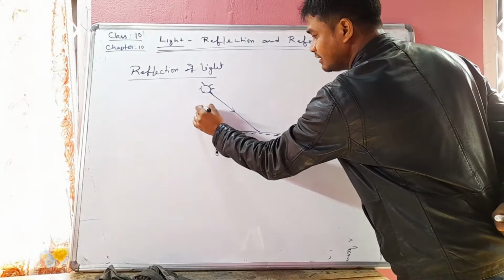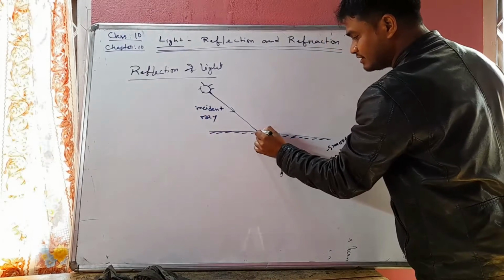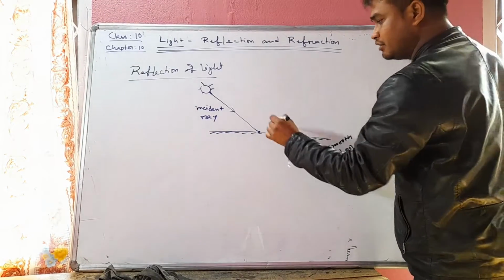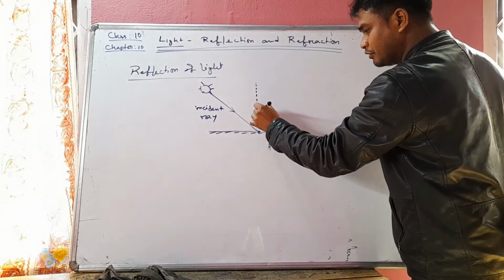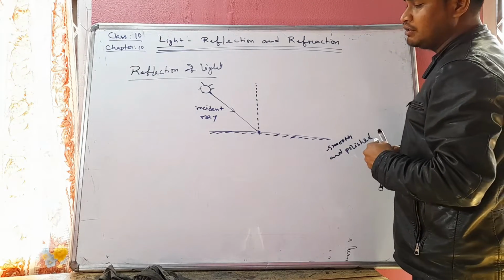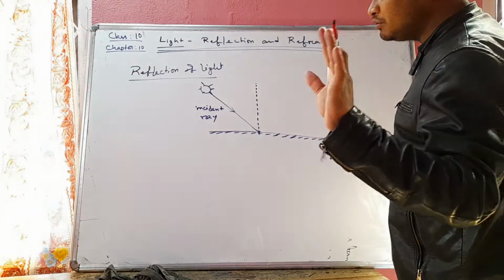This is called the incident ray. The incident ray is incident on this point. Here we are going to draw a normal. This is the normal. According to the laws of reflection, there are two laws.